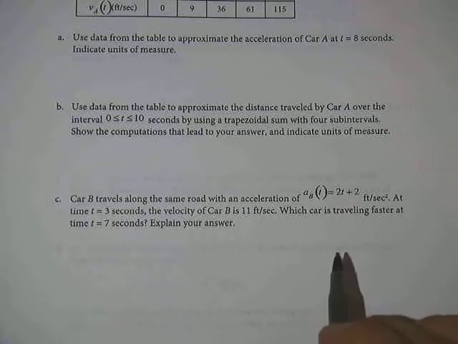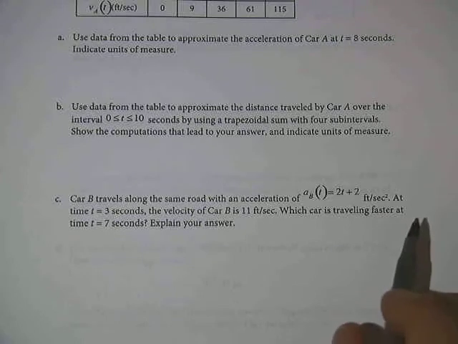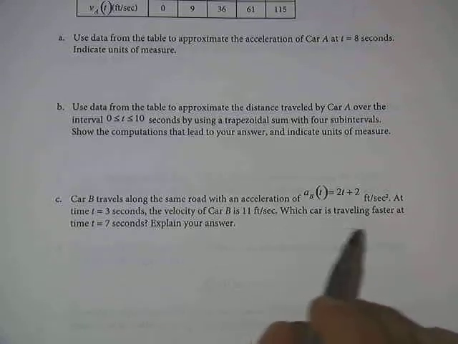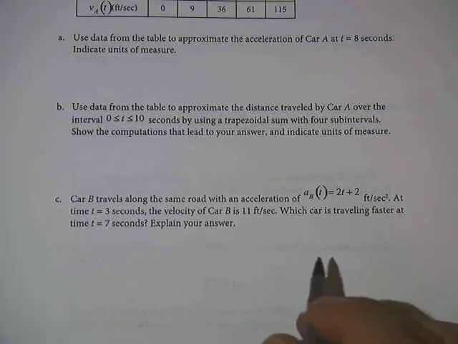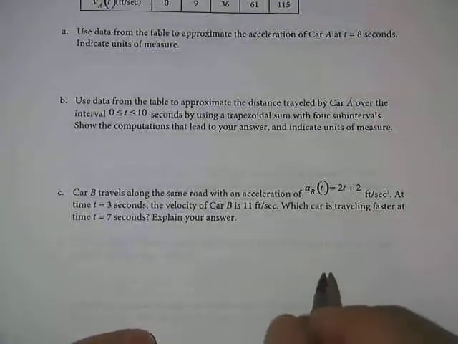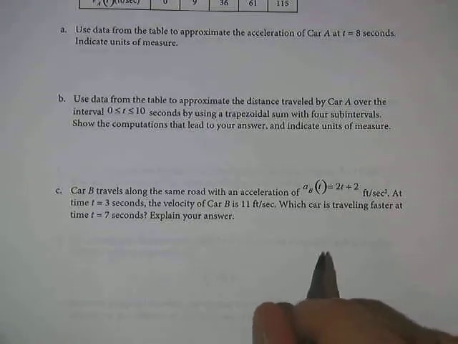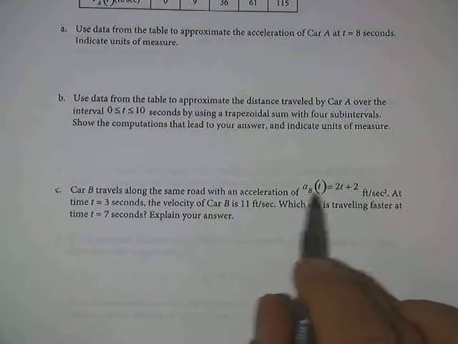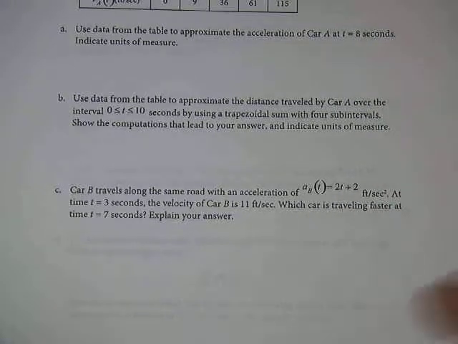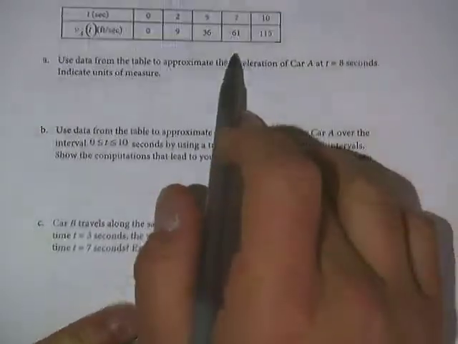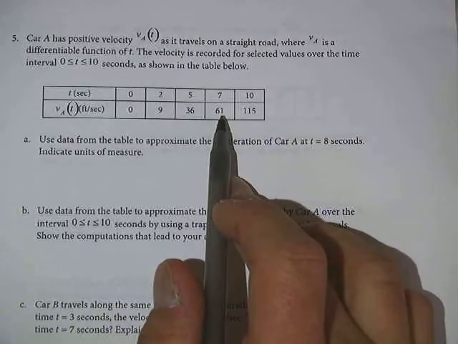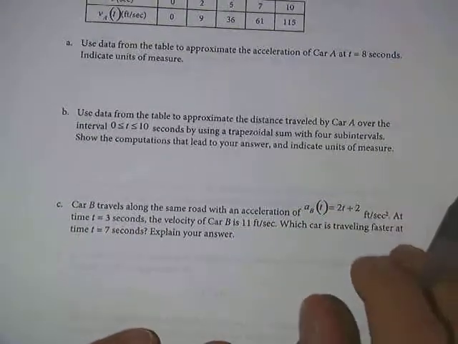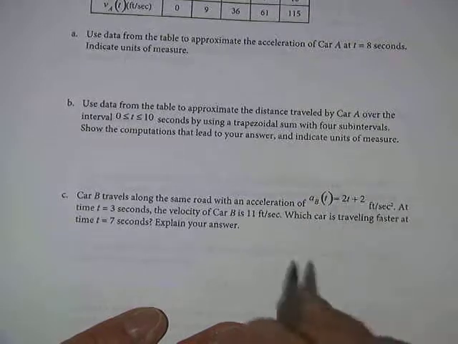Alright, how about number 5? We have a velocity table here. Anything on any parts of number 5? See, we're given an equation here. It says car B travels along the same road, given an acceleration of 2t plus 2 feet per second squared. And it says at time 3, the velocity of car B is 11. And the question is, which car is traveling faster?